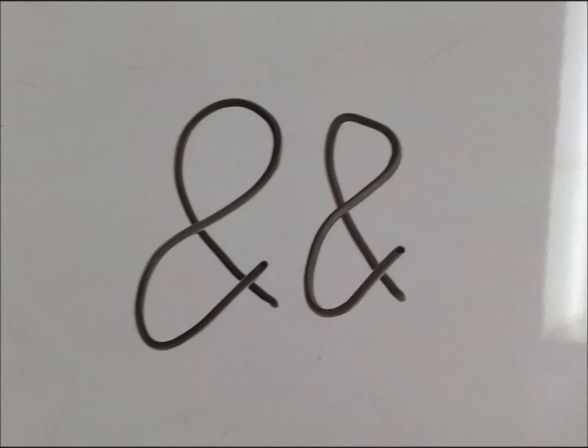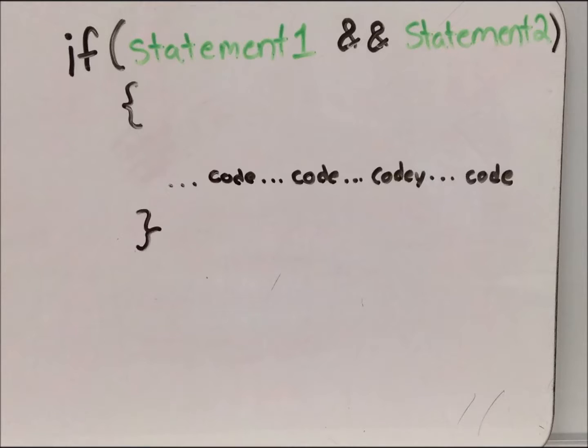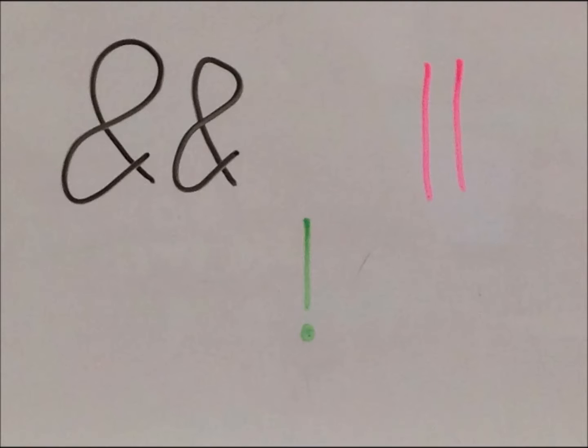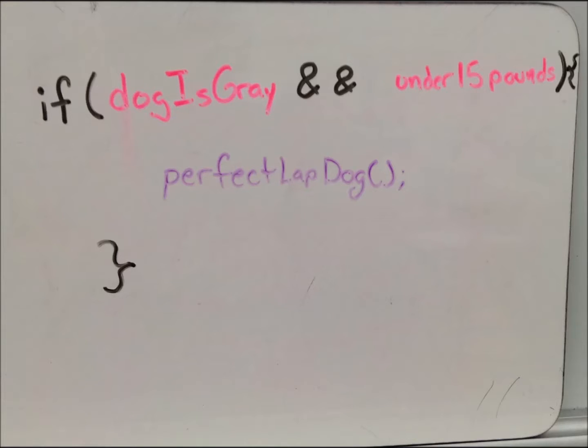Both of these blocks of code have the exact same effect, but the second one is easier to read. Not too many seconds ago, I introduced you to the logical operator, the AND. There are three logical operators: AND, OR, and NOT. These logical operators allow us to combine different conditions. For example, if a dog is gray and weighs less than 15 pounds, it's the perfect lap dog.